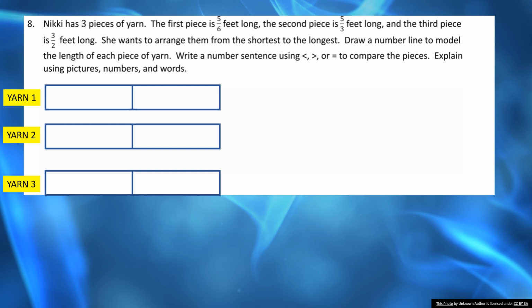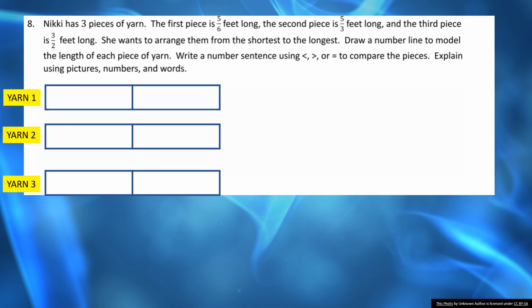Now, why are we drawing 2 rectangles to represent each piece of string? Well, we have to because a couple of these measurements are bigger than a whole number. Look at 5/3. I know that 3/3 is a whole, but because that's 5/3, I know that it's a little longer than 1 whole. The same with 3/2. I know that 2/2 is a whole, but since that's 3/2, I know that's going to be a little longer than 1 whole. So I'm making 2 wholes. 2 wholes is going to make up each piece of string or yarn.